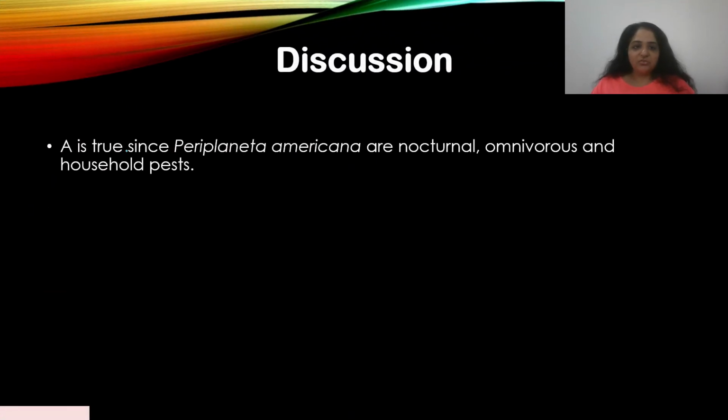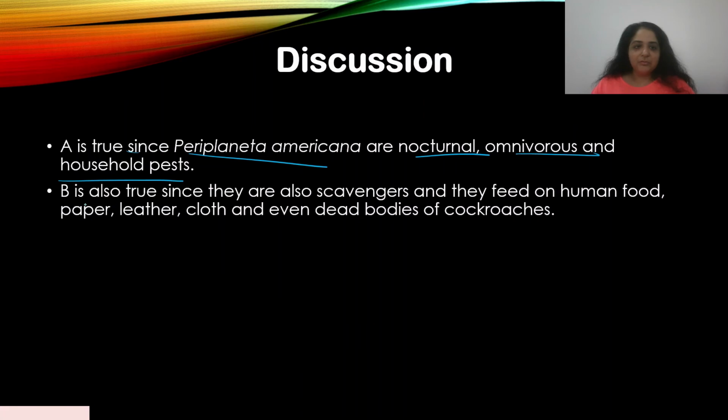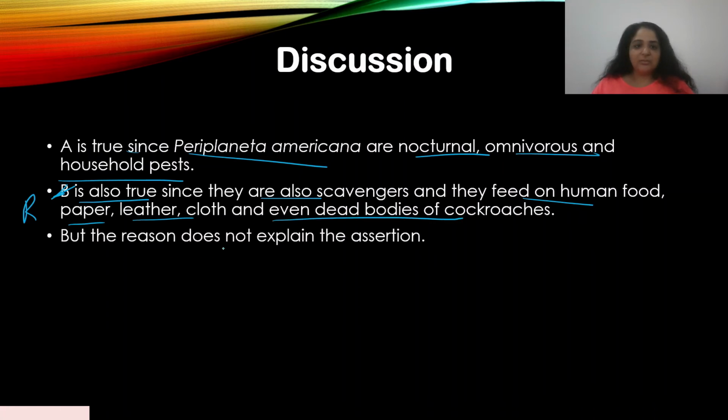Yeah, so A is true since Periplaneta americana, that's cockroach, are nocturnal, omnivorous, and household pests. But R is also true, since they are also scavengers and they feed on human food, paper, leather, cloth, and even dead bodies of cockroach. But the reason does not explain the assertion.